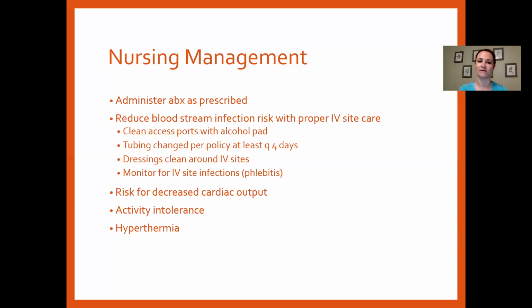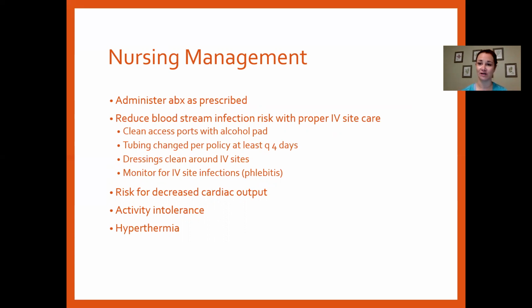So if we're accessing an IV, we're always cleaning for 10 seconds with that alcohol swab, tubing changed per policy at least every 4 days. Different institutions and facilities have different protocols for that, but usually at least 4 days is recommended. Dressings need to be clean around the IV sites. If they aren't clean, then we need to change them and clean them as sterile as possible. For peripheral lines, for central lines, we do it sterilely. And then monitor for IV site infections. So signs and symptoms of phlebitis: streaking in their arm, redness, pain, warmth to that site. We'd want to pull that line and not use it anymore.